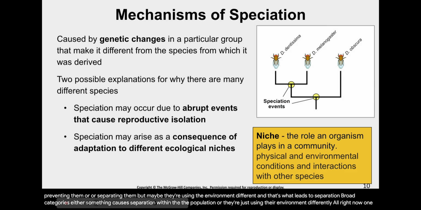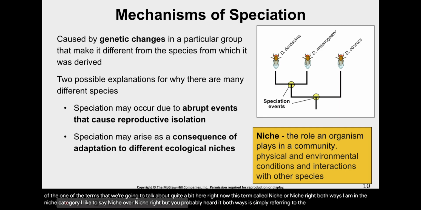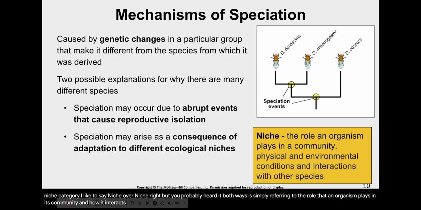All right, now one of the terms that we're going to talk about quite a bit here is the term called niche, or niche. Both are correct. I've heard it both ways. I am in the niche category. I like to say niche over niche. You've probably heard it both ways. So a niche is simply referring to the role that an organism plays in its community and how it interacts with everything around it, so both physical environmental conditions and other organisms.